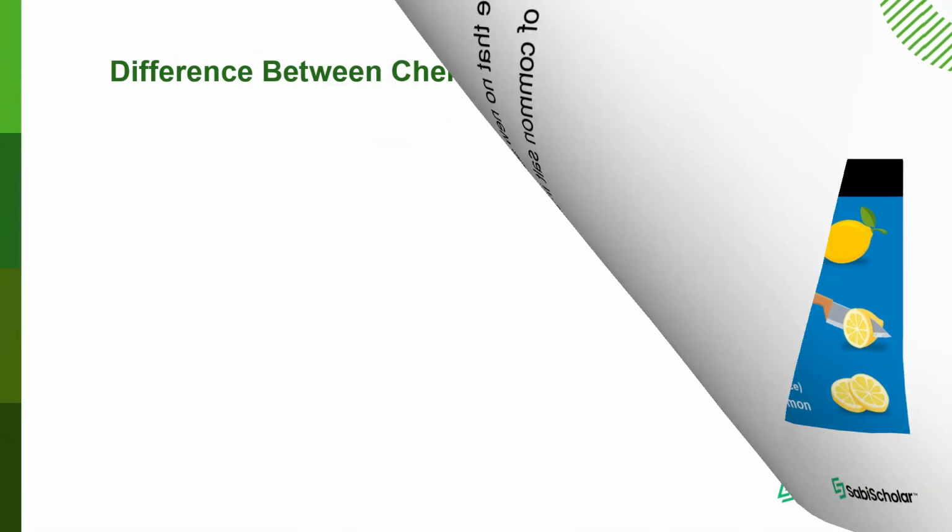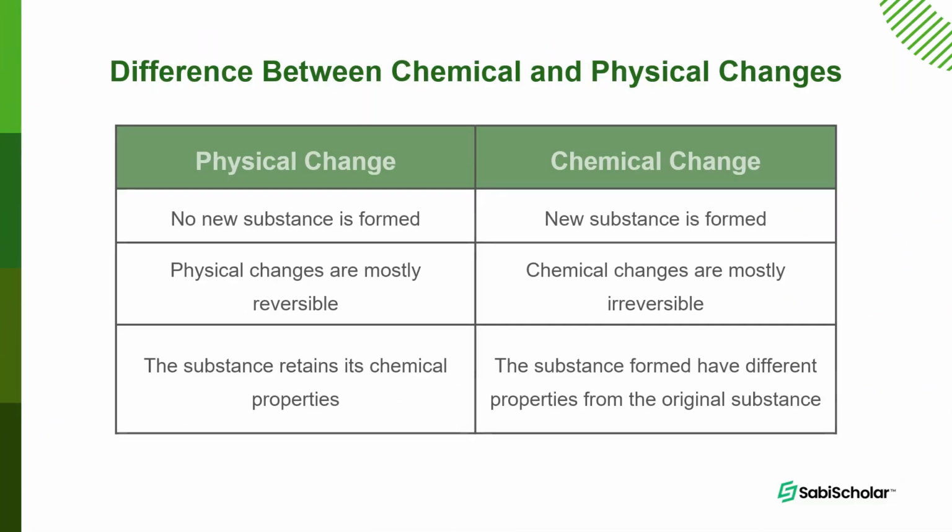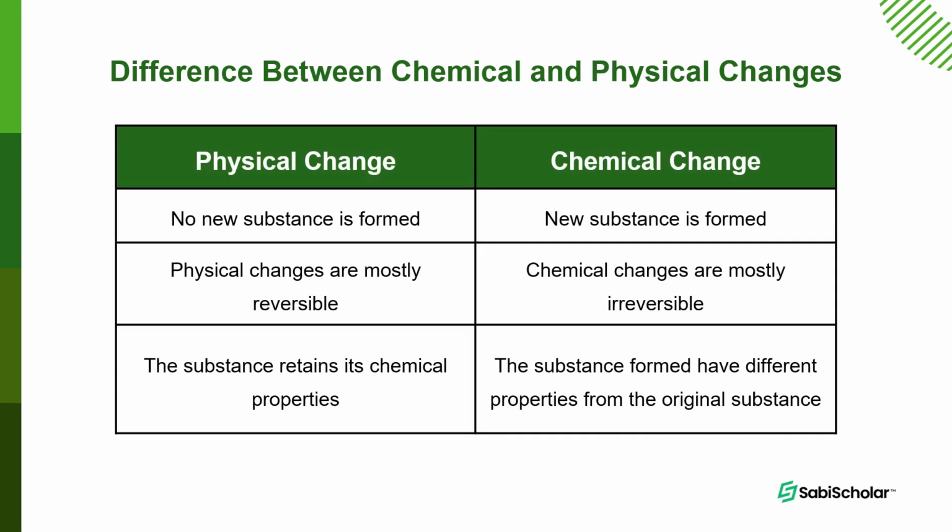Okay? And the next, difference between chemical and physical changes. Physical changes, no new substance is formed, while under chemical change, new substance is formed. If you look at this table, I said physical changes are mostly reversible, while chemical changes are mostly irreversible. Okay? I said the substance retains its chemical properties under physical change. It doesn't have anything to do with its chemical properties. It is intact. Nothing is changed.